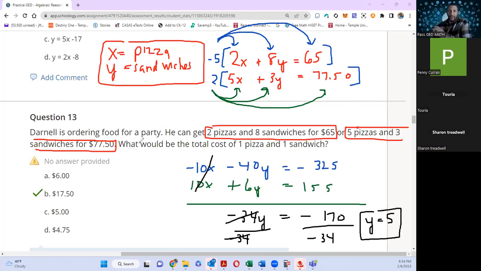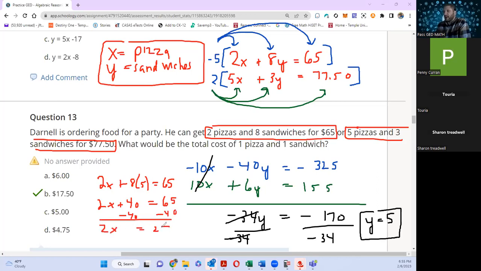I don't like using 50 cents. I'm gonna use whole dollars. So 2x plus 8 times 5 equals 65. 2x plus 40 equals 65. Subtract 40 from both sides. We get 2x equals 25. To get x by itself, we need to divide both sides by 2. x equals 12.50.